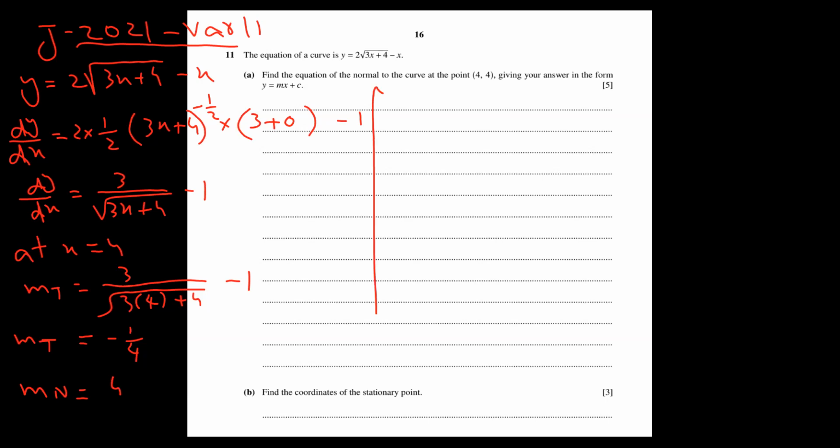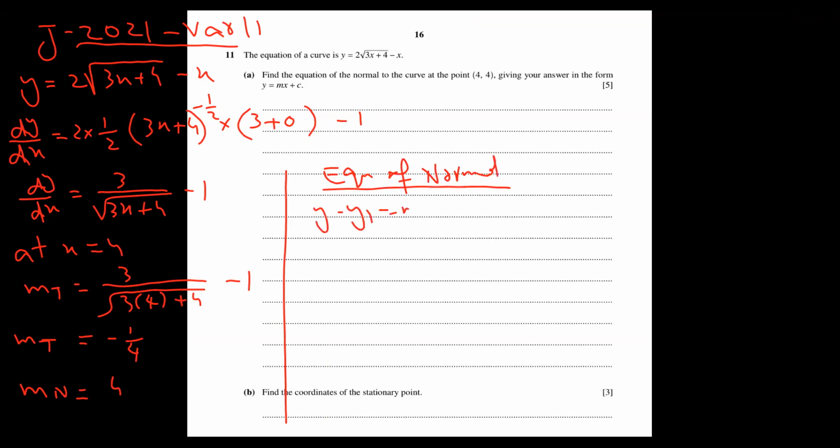Now I'm going for the equation of the normal. Finalize it here. y minus y1 is equal to m times (x minus x1). And y1 is this 4, x1 is the other 4, and the gradient is this one. So y minus 4 equals 4x minus 16. So y is equal to 4x minus 12.